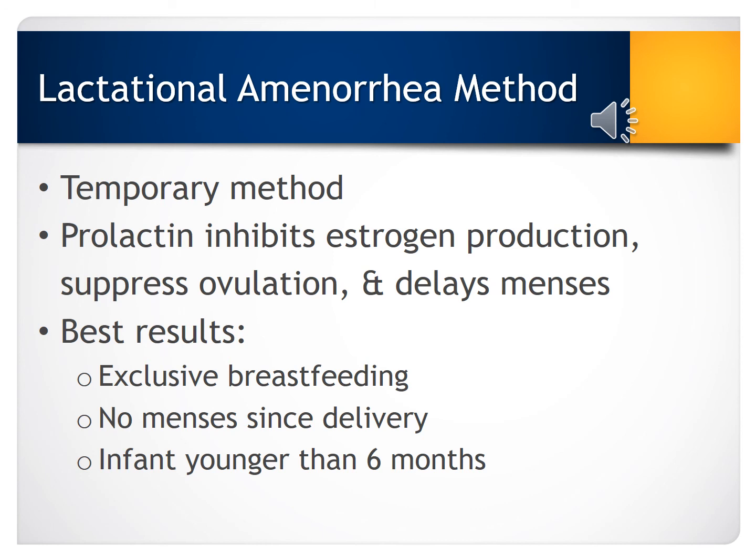She has to be breastfeeding at least every 2 to 3 hours, or pumping, so that prolactin production continues. So again, lactational amenorrhea can be effective if the mom is exclusively breastfeeding, has not had a menses since she's delivered, and her newborn is younger than 6 months.